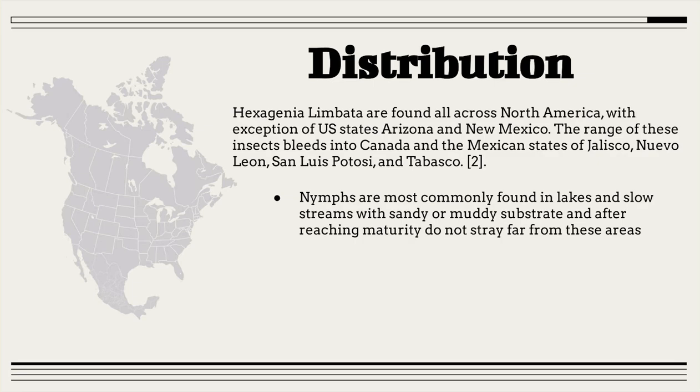Giant mayfly nymphs are most commonly found in lakes and slow streams with sandy or muddy substrate. After reaching sexual maturity, they do not stray far from these areas and often die near or on the waters that they were born.